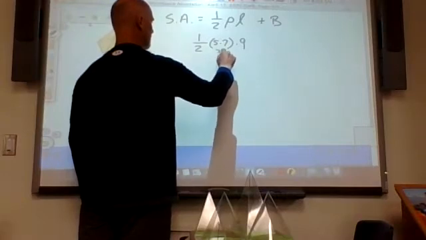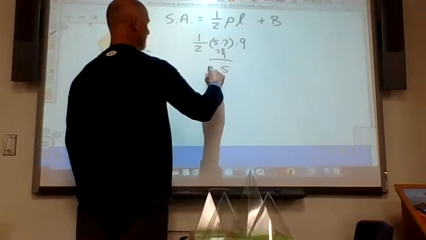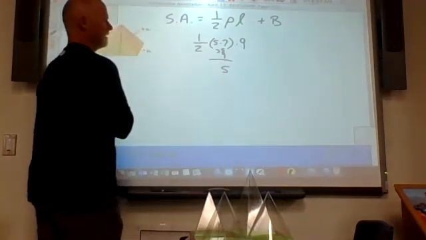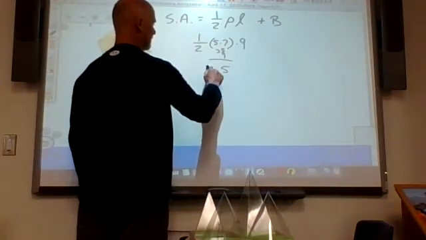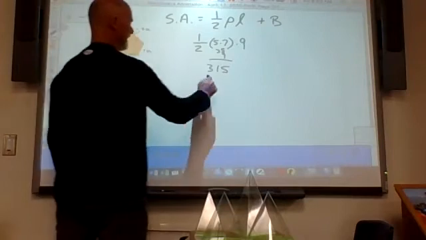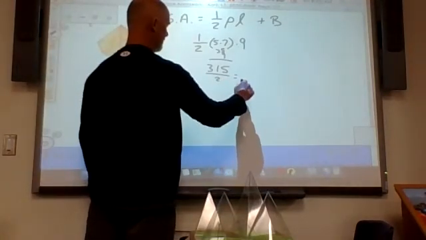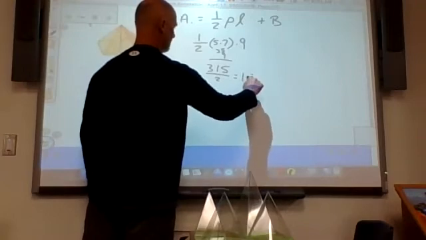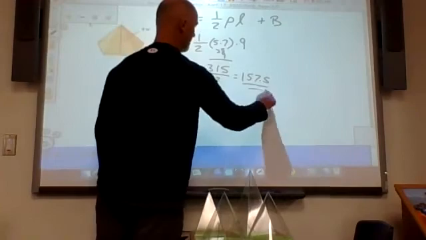9 times 35, that would be 45. Put the 4 up. 7 plus 4, 315. And then take half. So that would be equal to 157.5. And that would be the lateral area. That would be the first answer.